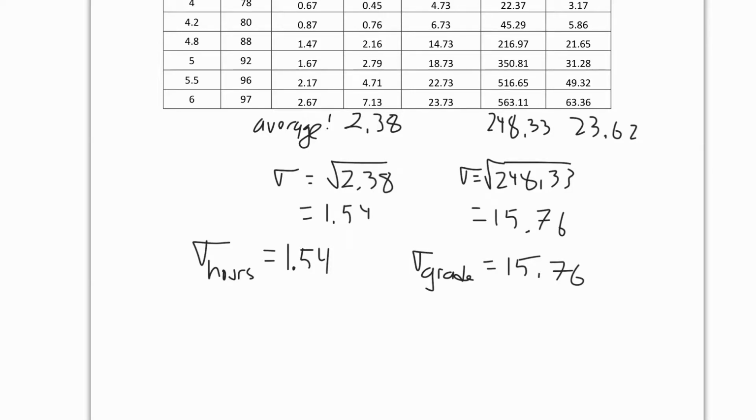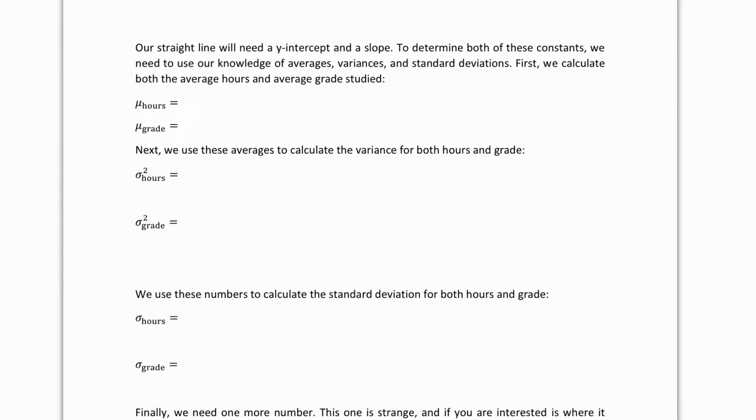So we're going to take those, and we're going to now plug all these into some fancy formulas. Our straight line that we're going to need to approximate this data with needs a y-intercept and a slope. Remember, whenever you're making a line, you need a point and a slope. We can hopefully remember our classic y equals mx plus b. So we need to find our y-intercept and our slope. To determine these, we're going to use our knowledge of averages and variances, standard deviations, and calculate everything.